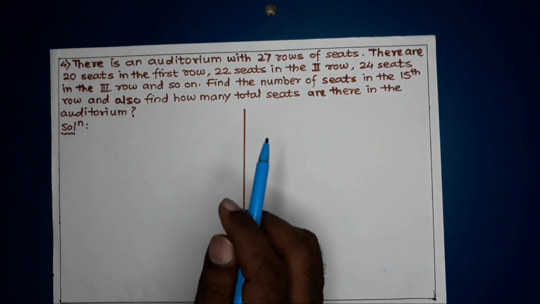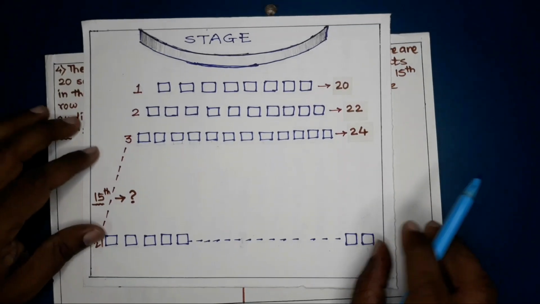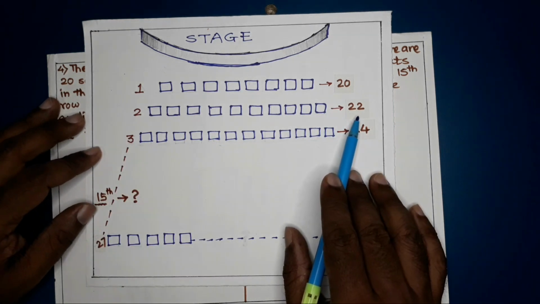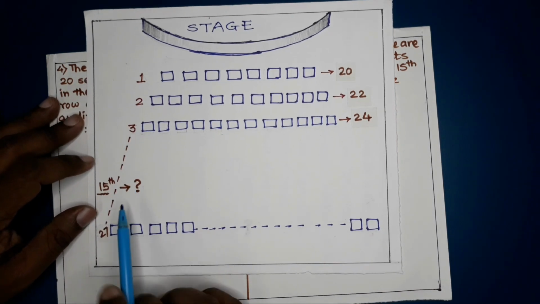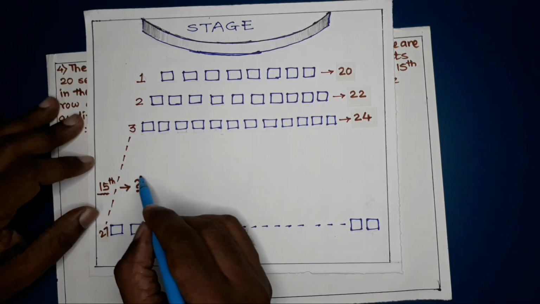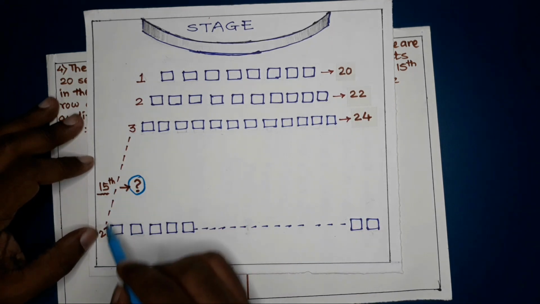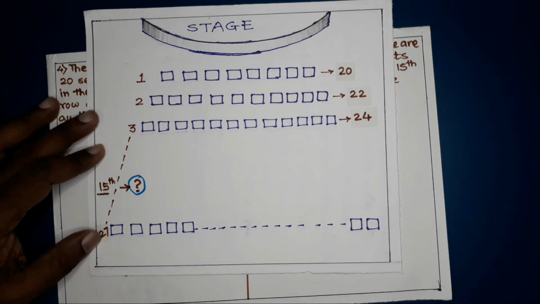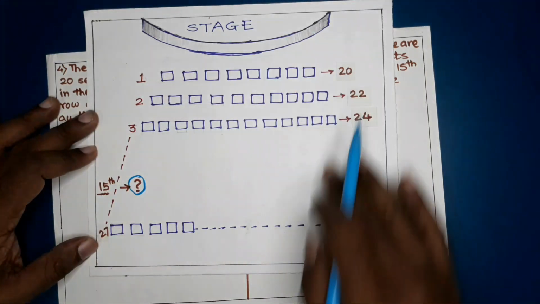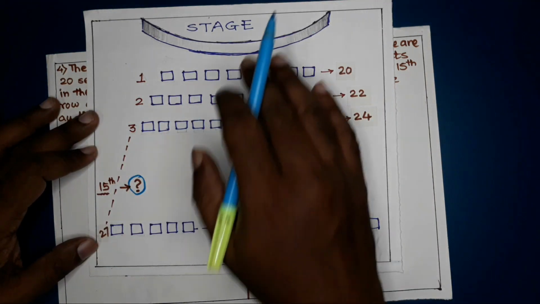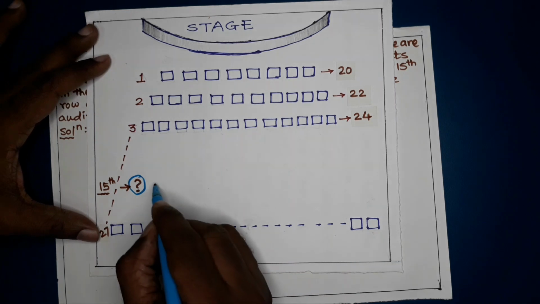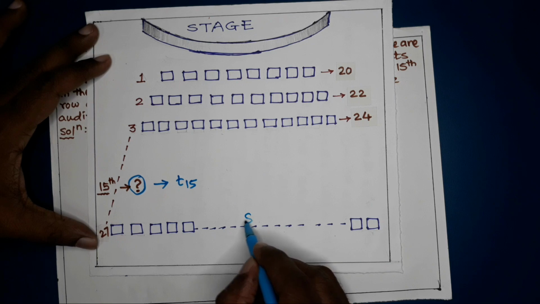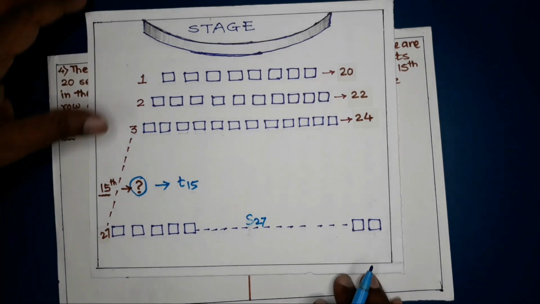So look at the picture here. The problem is in the first row there are 20 seats, in the second row there are 22 seats. So how many seats in the 15th row? We have to find this. And then in the 27th row, there are chairs in such a pattern. So in all, how many total chairs in that auditorium? So here we have to find T15, and here we have to find S27, the total number of seats.